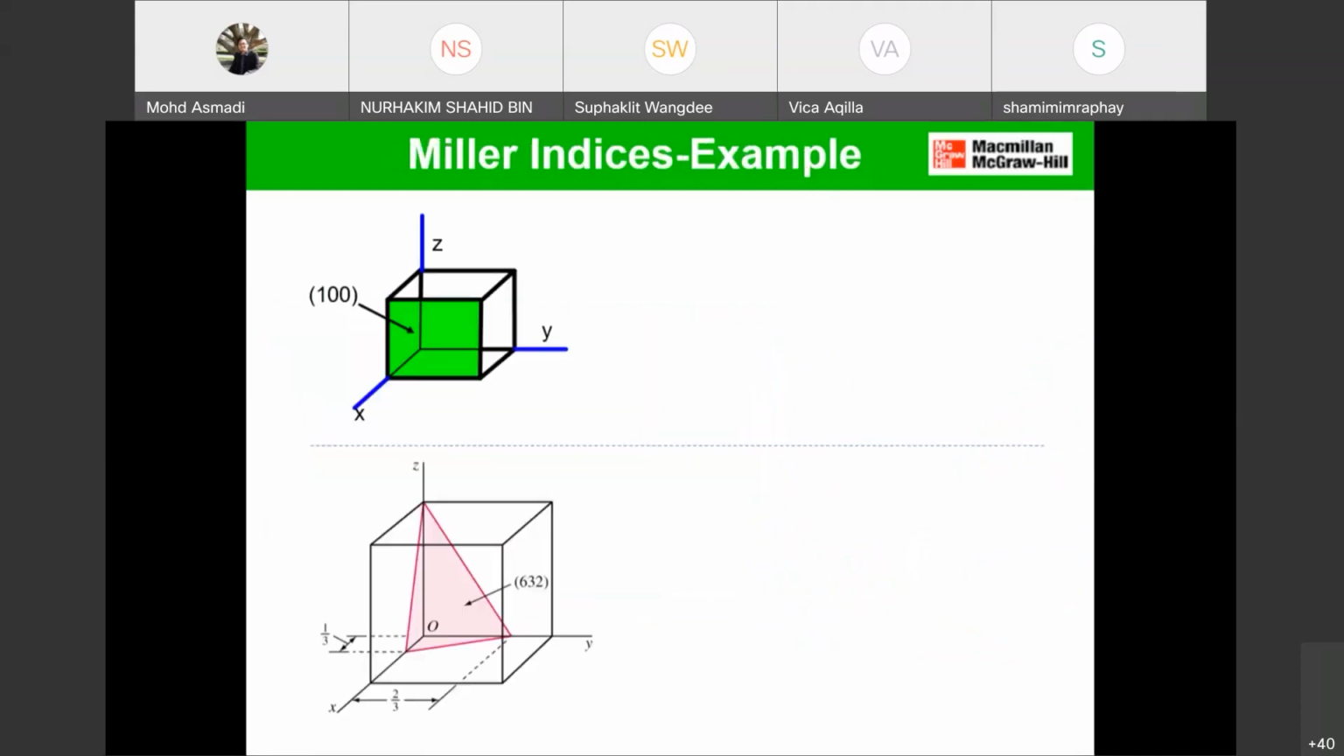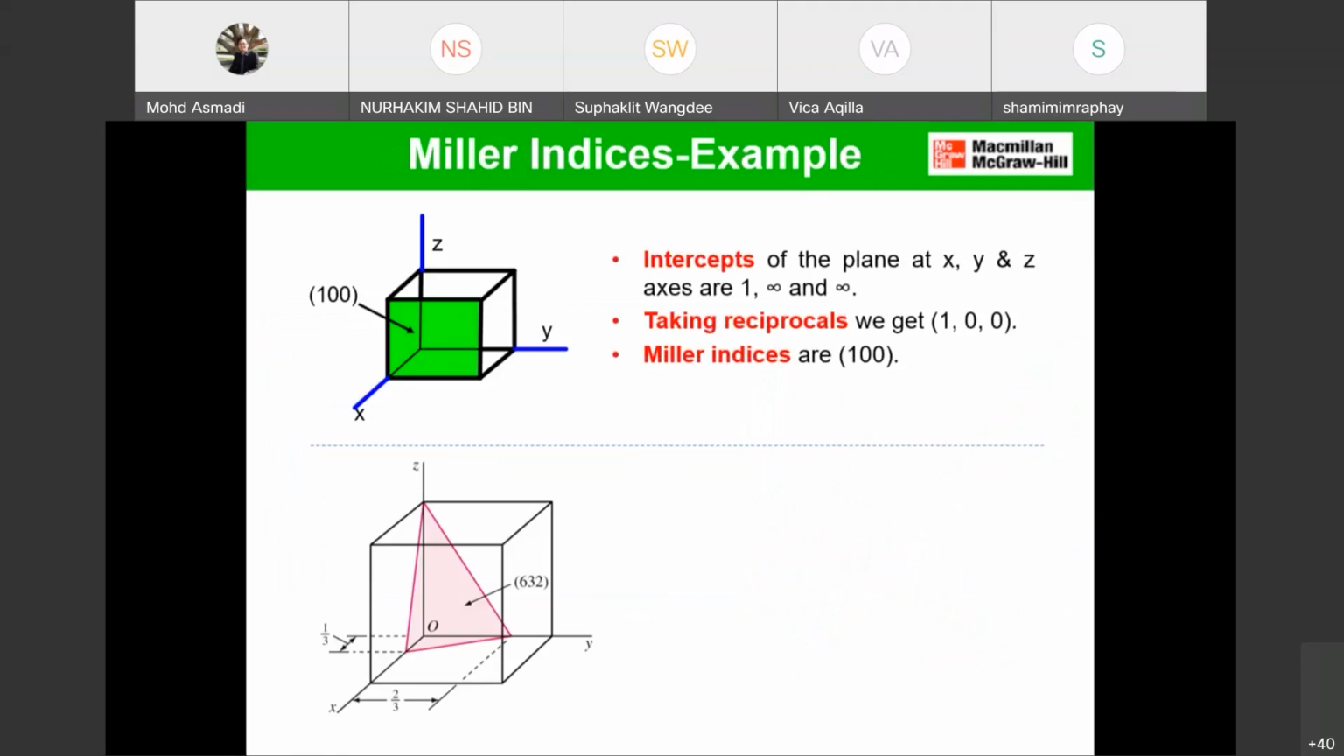Okay, so if you look at here, this is the example. The intercept is 1, infinity, infinity. Meaning x equals 1, right? But there is no intercept for y, so that is infinity. This one also has no intercept, so it is infinity. So 1, infinity, infinity. Taking reciprocal, 1 divided by 1, 1 divided by infinity, 1 divided by infinity, so equal to 1, 0, 0. Because 1 divided by infinity, of course, is 0. The Miller indices are 1, 0, 0.